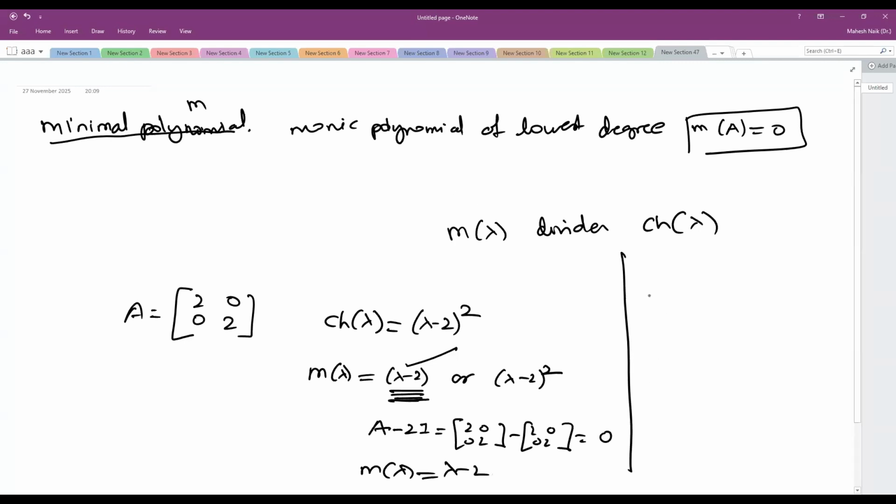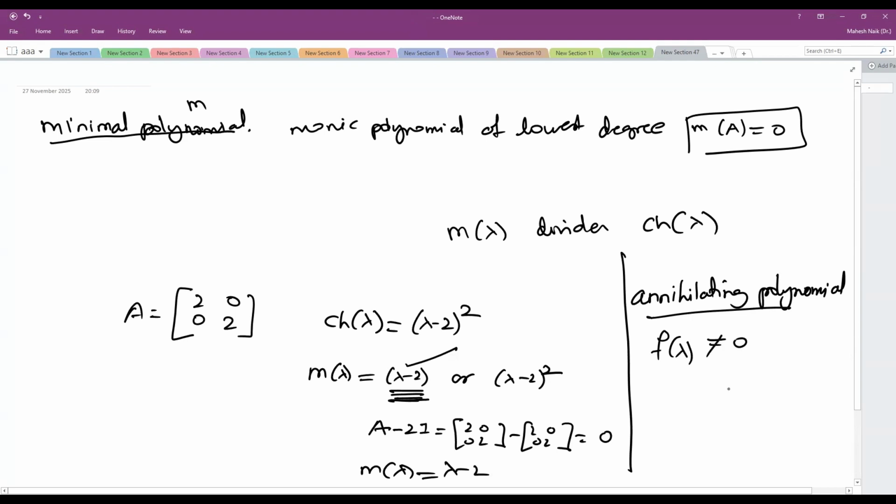Moreover, we can define an additional polynomial which is the annihilating polynomial. This is any other polynomial, let's say f of lambda, which is not equal to 0, and this polynomial satisfies the matrix. So any other polynomial apart from the characteristic or minimal polynomial, or in general any polynomial which satisfies the matrix, will be called an annihilating polynomial.